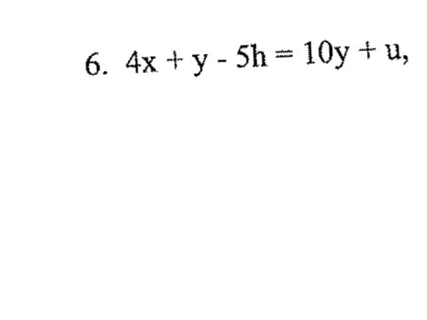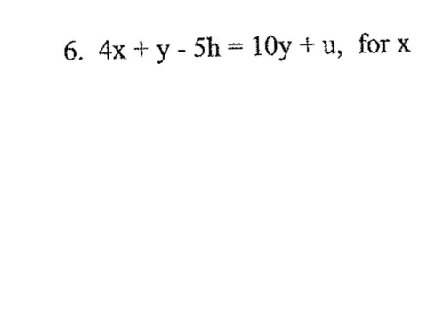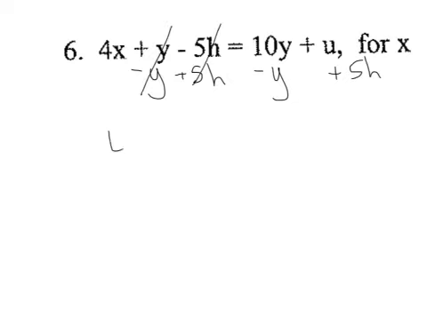Number 6, which is our final problem of this section, we're solving for x. So we're going to subtract y, and we're going to add 5h to both sides. I'm going to do that in the same step. Subtract y, and then the 5h can't be combined with anything, so I'm going to just put it here. So when I do that, I get 4x equals 10y minus y is 9y. Then I have a plus u, then I have a plus 5h.